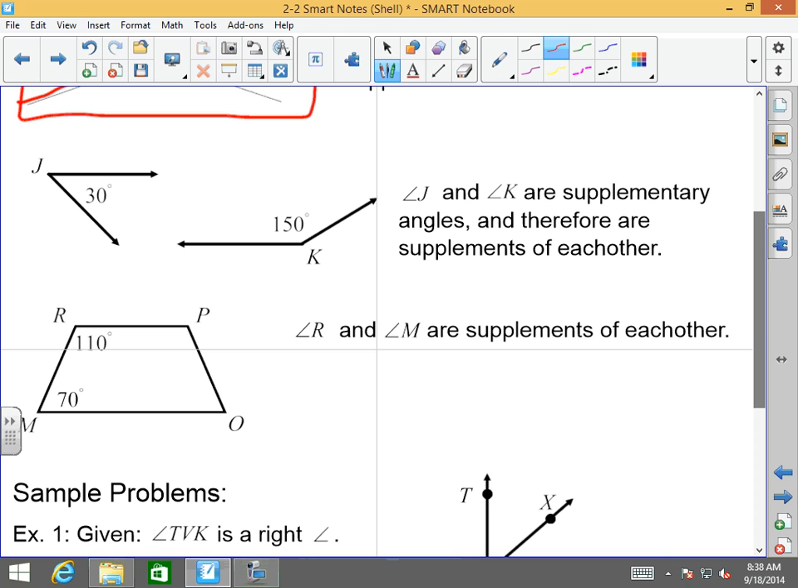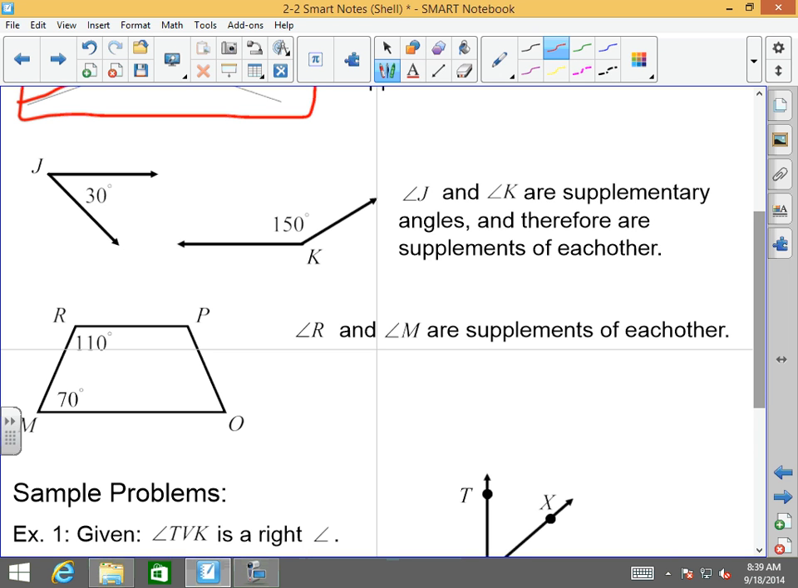Let's look at a polygon here. This is a trapezoid, RPOM. Angle R and angle M are supplements of each other. Why? Because angle R is 110 and angle M is 70 degrees. 110 degrees plus 70 degrees is 180 degrees. So therefore they are supplementary. They are supplements of each other. Does that make sense, my brothers?